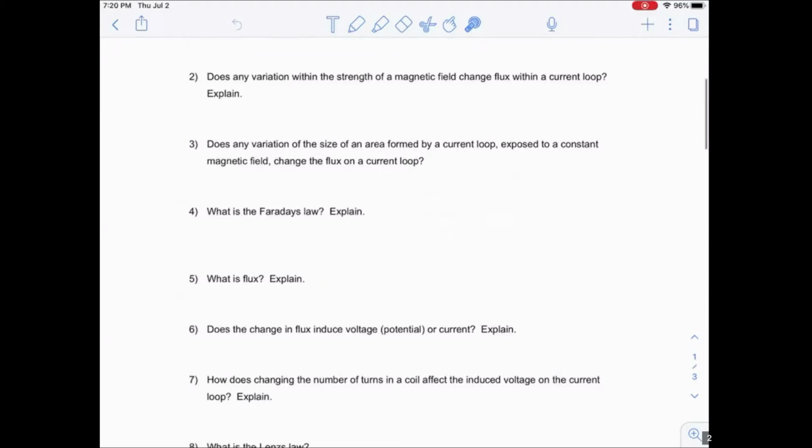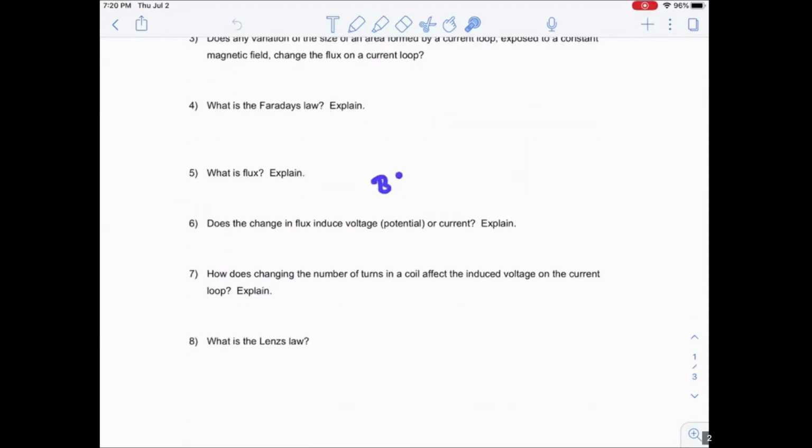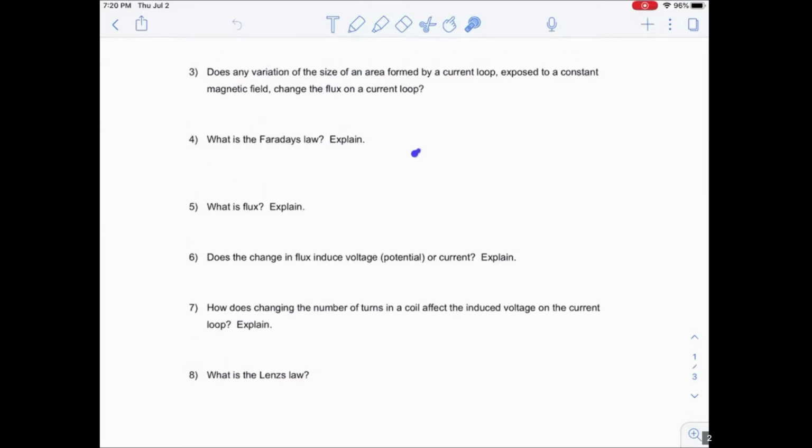So what's flux? In this case, the flux is flow. What's flowing is the magnetic field through the area of the loop that you're looking at, the current loop. So that's the magnetism flowing through the area of the current loop. Magnetism intercepted by the area of the current loop is going to be our flux. That's it. So what is Faraday's law? Simply put, it says if you vary the strength of the magnetic field within that loop, any variation of the strength of the magnetic field within the loop is going to induce current.